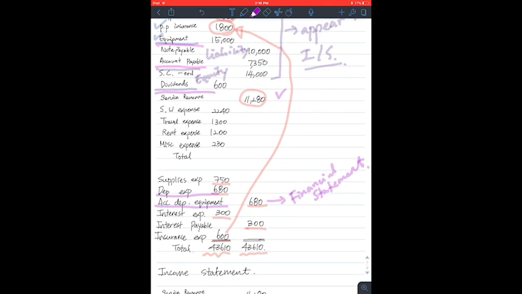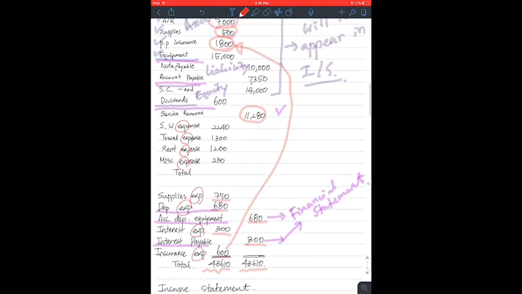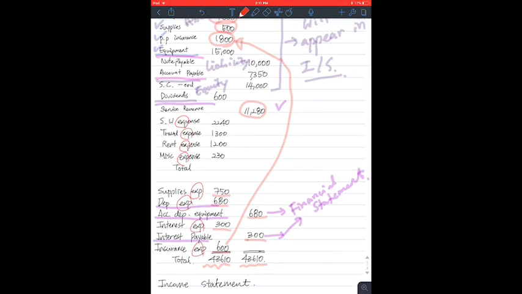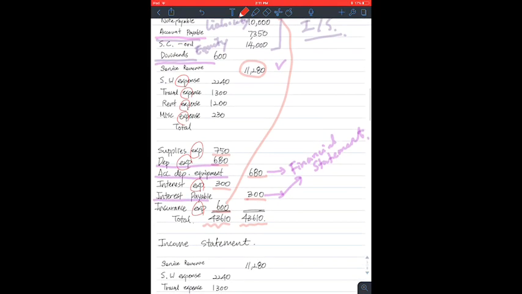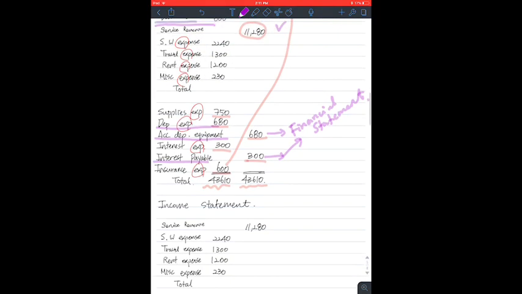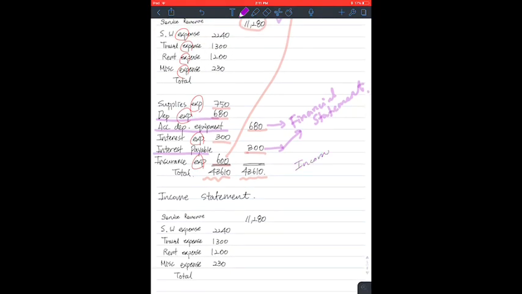And you also have this interest payable, and this goes into your financial statement again. And all the other expenses will go into your income statement. So, okay, the income statement, let me write this. Income statement should include revenue and then expenses.